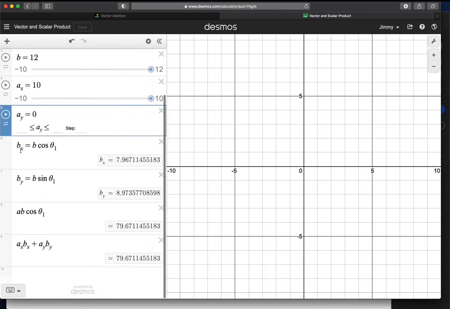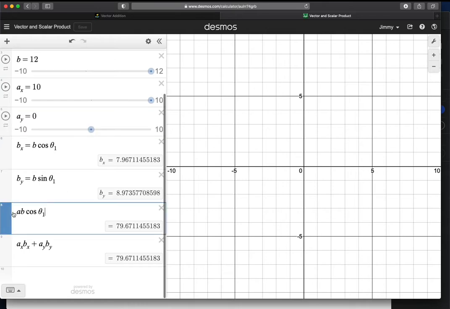And then I found the X component of B, which is the length of B times cosine of the angle. And I found the Y component, which is B sine theta. I don't need B sine theta for the dot product, I will need it for the cross product. So here I decided to try it out. AB cosine theta, I got 79.67. And then I tried adding together the product of the components. I got 79.67. So they're the exact same quantity.